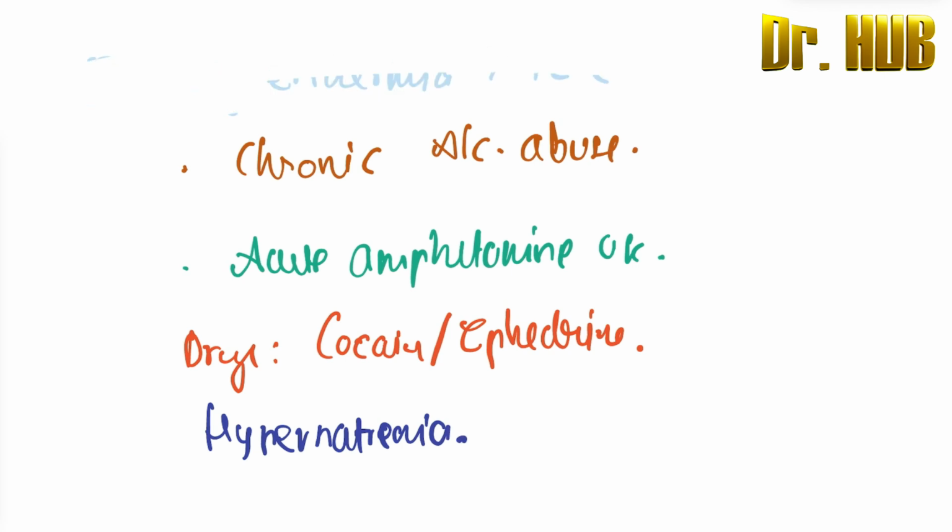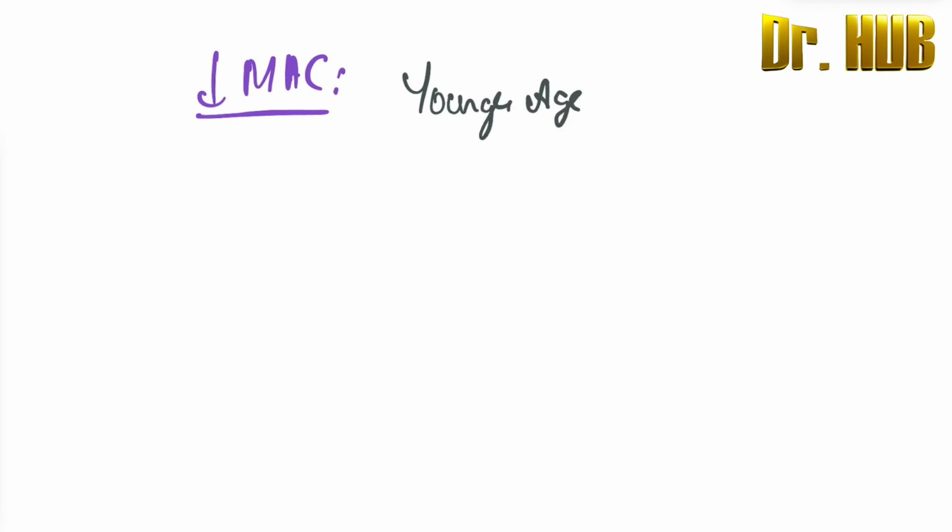Now let's move on to the factors which decrease the MAC. All those were the factors which increase it. Factors decreasing the MAC are, first, younger age. By younger age we mean the maximum is at 6 months of age.